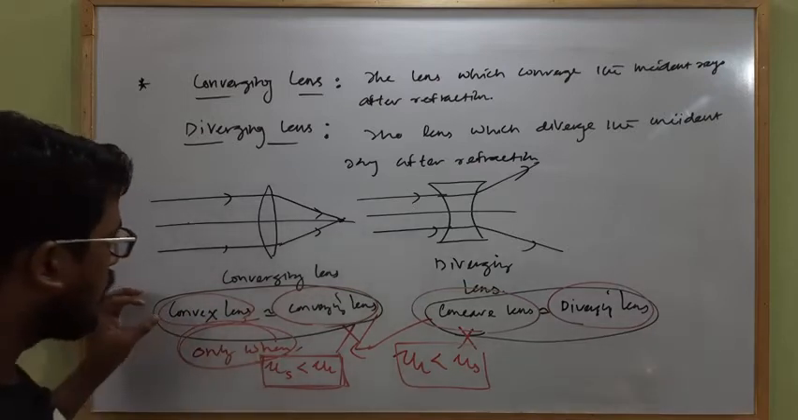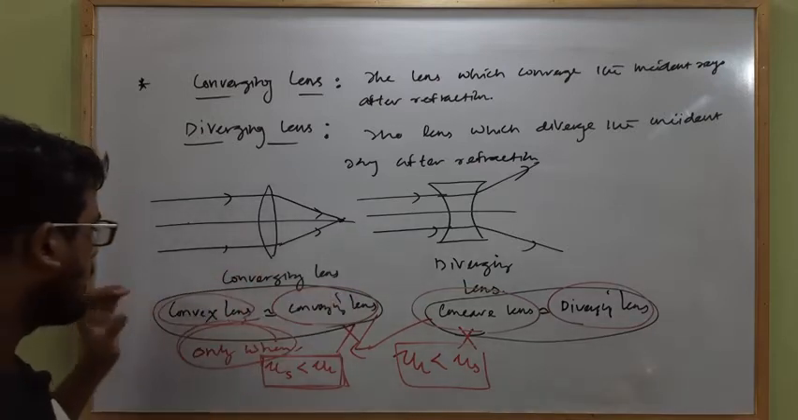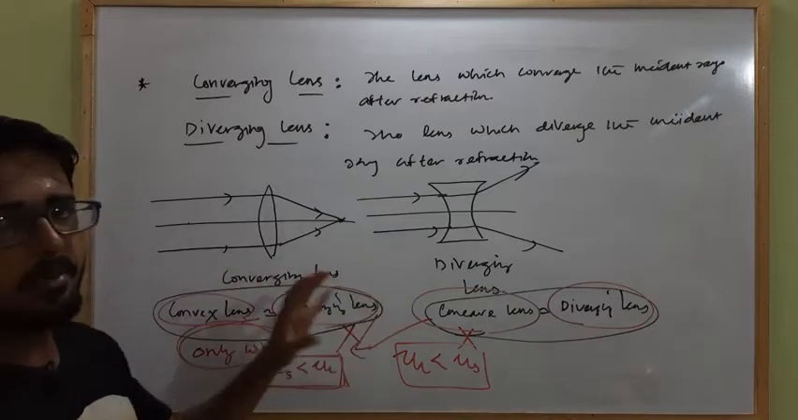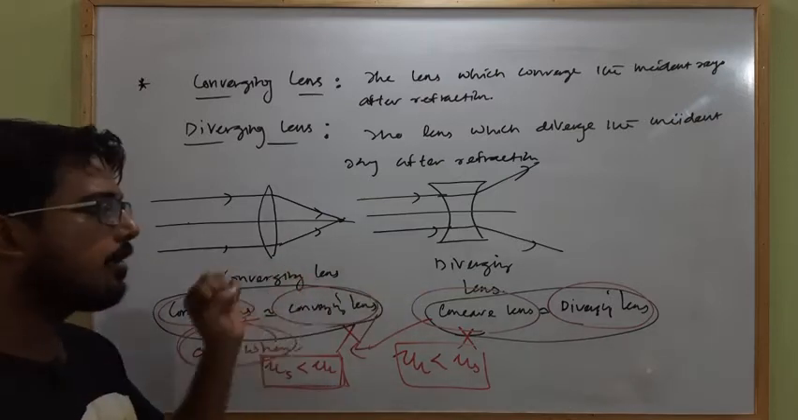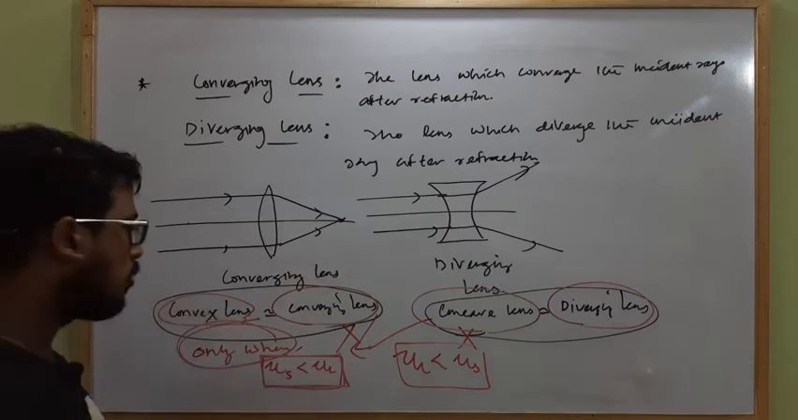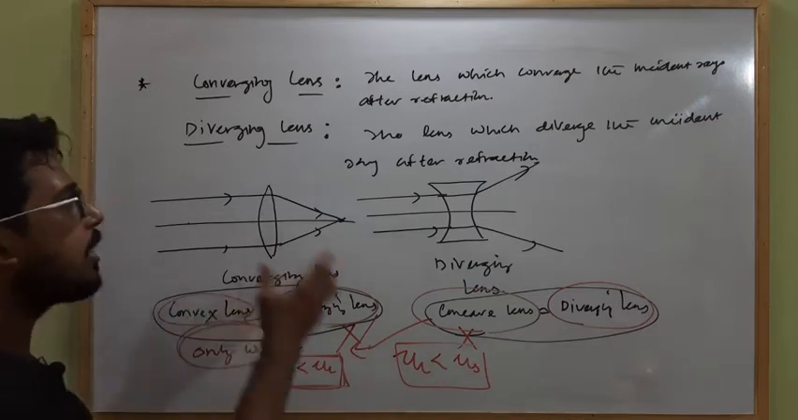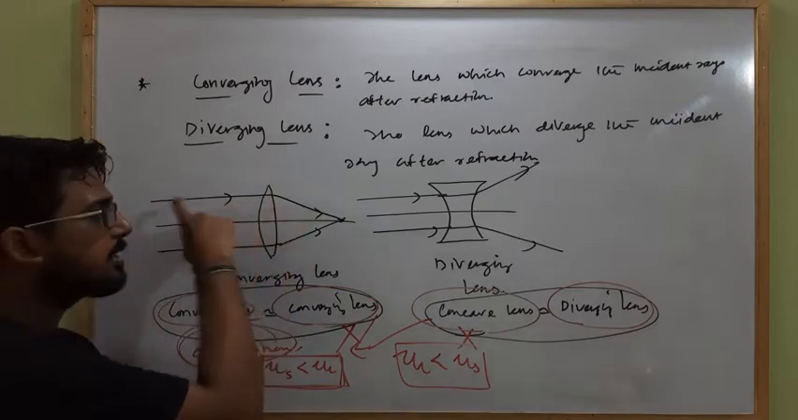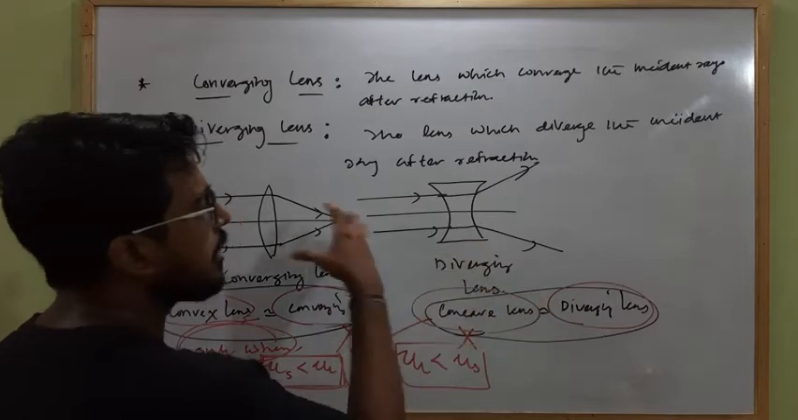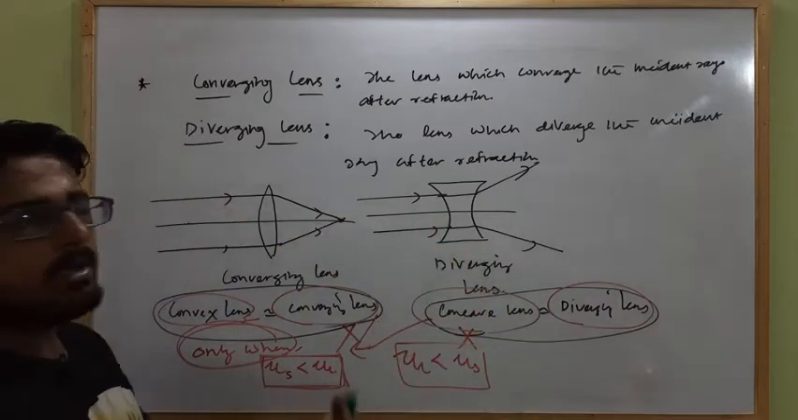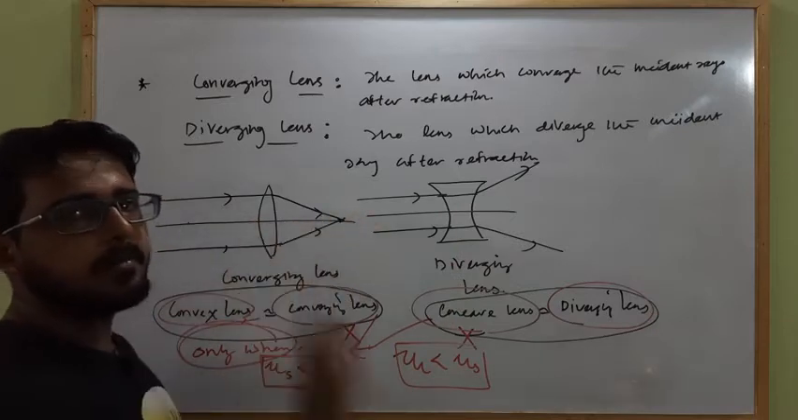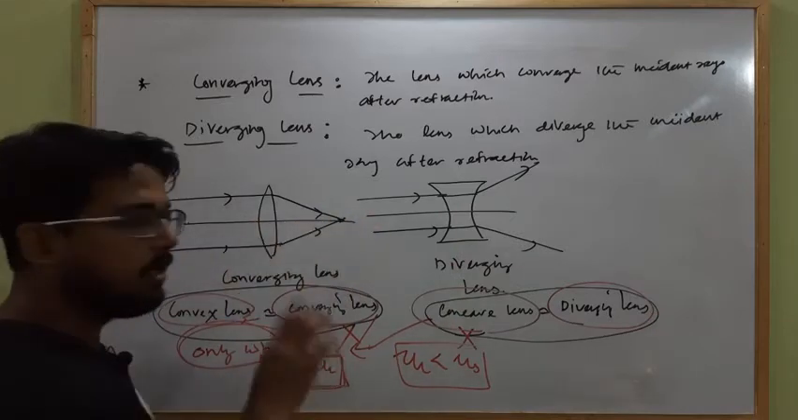So it is not always true that we can easily say that a convex lens is a converging lens or a concave lens is a diverging lens. So any one of them can be converging, can be diverging depending upon the refractive index. So basically, what is converging lens? The lens which converges the incident ray after refraction, and the diverging lens is the lens which diverges your incident ray after refraction. It may be convex lens, it may be concave lens depending upon the situation.